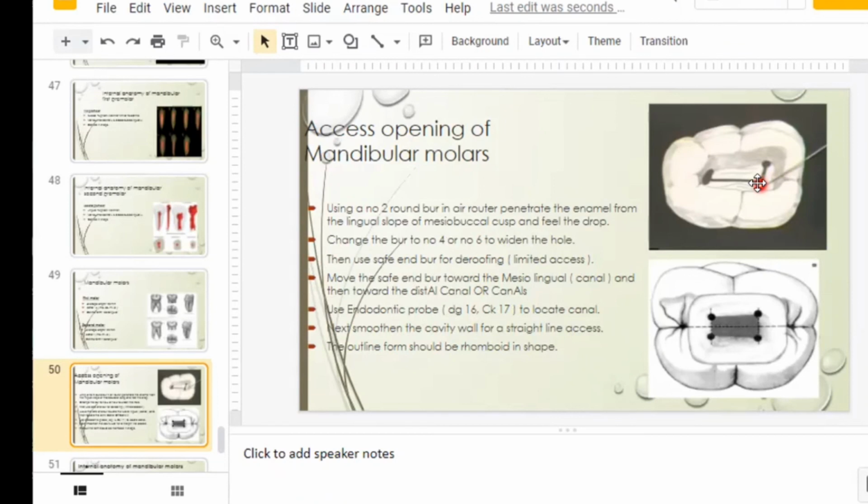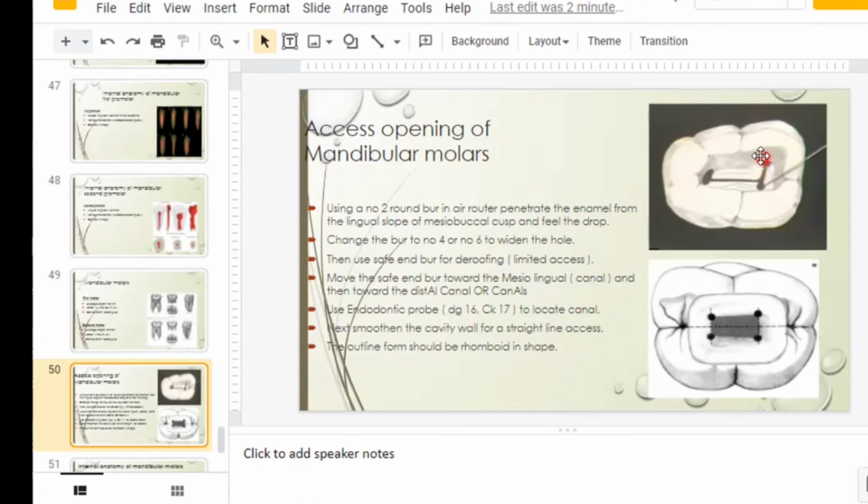So after that, when we feel the drop, we change the bur to number 4 or 6 to widen the hole. Then we use the Endo-Z bur for deroofing. And then we move towards the mesiolingual canal and then towards the distal canal, from mesiobuccal to mesiolingual. That movement should be from the roof level, from the down. Roof level. Okay.